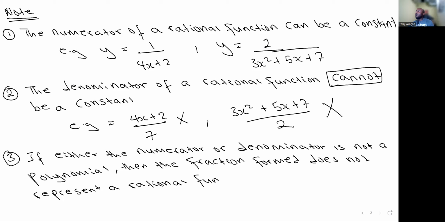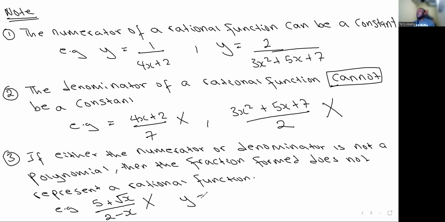So the fraction form does not represent a rational function. For example, if you have something like 5 plus root x, divided by 2 minus x, this is not a rational function because the numerator is not a polynomial, although the denominator is a linear function because x is to the power 1. The numerator is not a polynomial, so this is not a rational function.